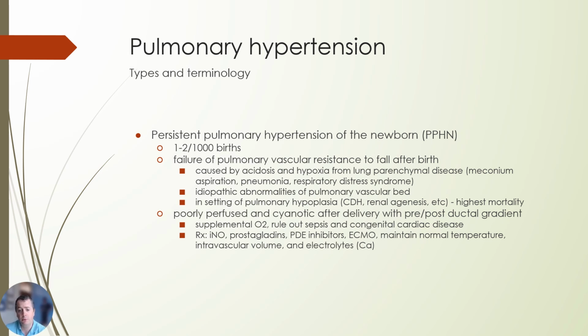The presentation will be a poorly perfused and cyanotic infant after delivery with a high pre- and post-ductal gradient, which is the difference in oxygen saturation measured in the right upper extremity versus one of the lower extremities. The left upper extremity is unreliably classified into pre- or post-ductal. That can be dependent on the exact anatomy. Treatment: supplemental oxygen, rule out sepsis and congenital heart disease, start iNO, prostaglandins, and consider ECMO, which has good results in this population. Maintain a normal temperature and vascular volume.